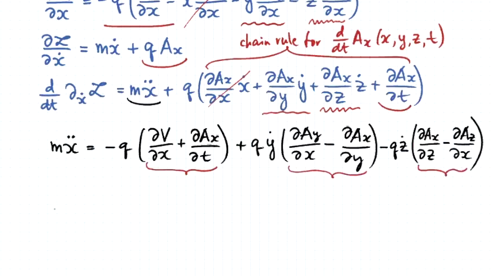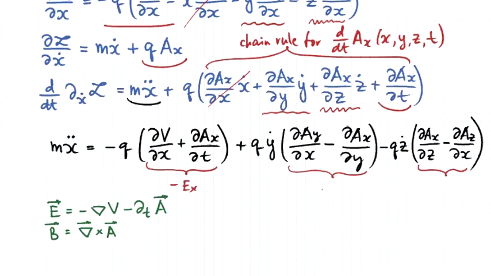Let's reproduce the definitions of electric field and magnetic field in terms of potential and vector potential. So we said that the electric field is minus the gradient of potential minus partial derivative with respect to time of vector potential. And for magnetic field, we said that it's a curl of vector potential. So then we can see that the first term is really nothing other than electric field with a minus sign along the component of x.